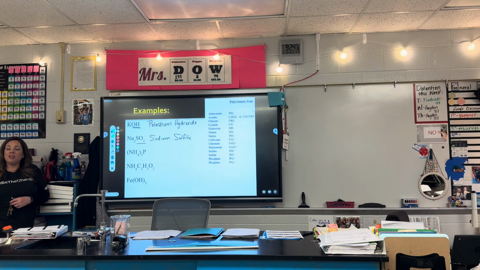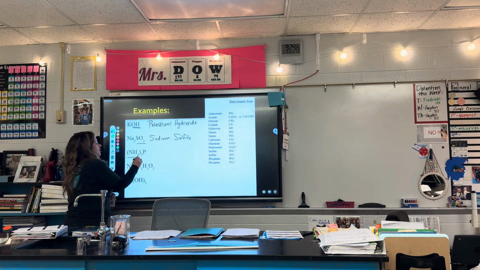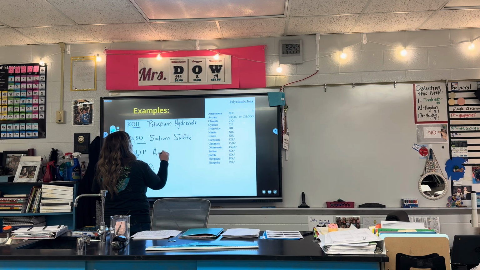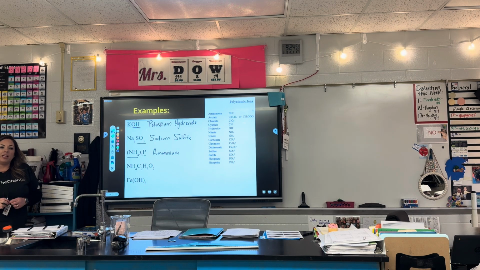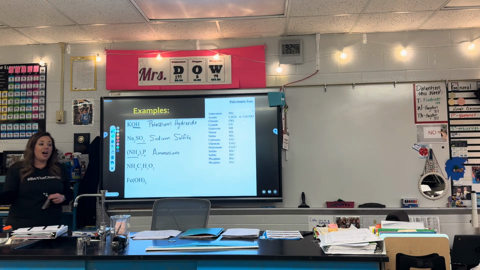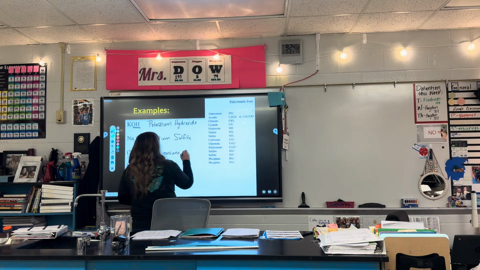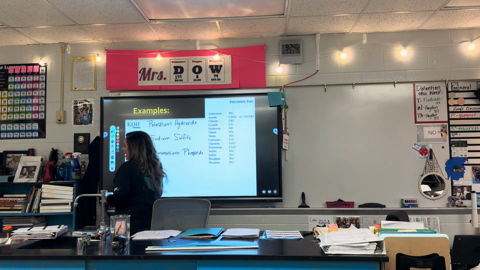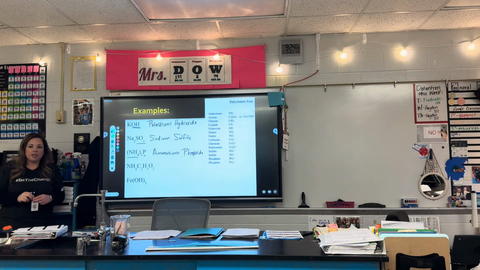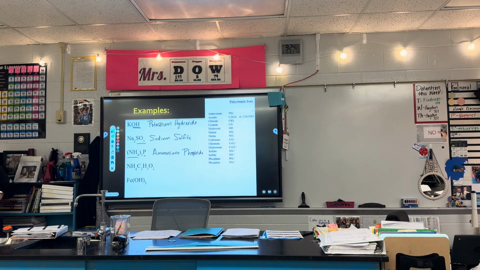Now when there's parentheses, it really helps you identify the polyatomic ion. So what is the polyatomic ion in the third one? Ammonium, NH4. So we're going to name that one first this time, ammonium. But this time we have an anion. So what will phosphorus become? Phosphide, because we always change our anion's name when it comes to ionic compounds. So phosphide, ammonium phosphide.